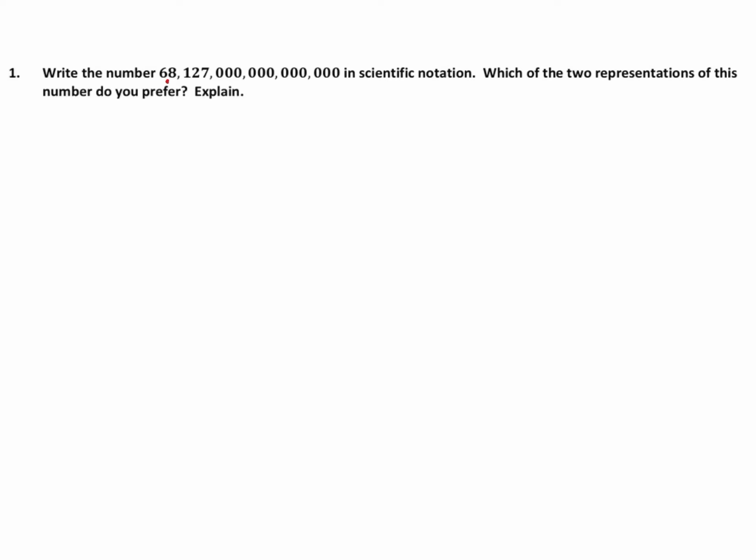Then, to determine the exponent on the 10, we have to count how many places we would need to move the decimal in order to get back to our original number. So we would go 1, 2, 3, 4, 5, 6, 7, 8, 9, 10, 11, 12, 13, 14, 15, 16. So the exponent here needs to be a 16.